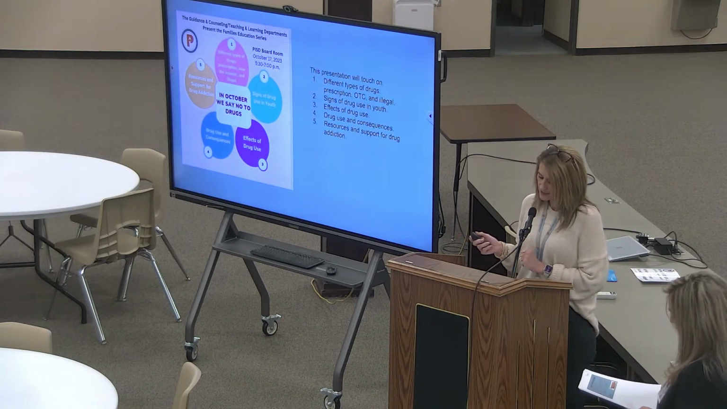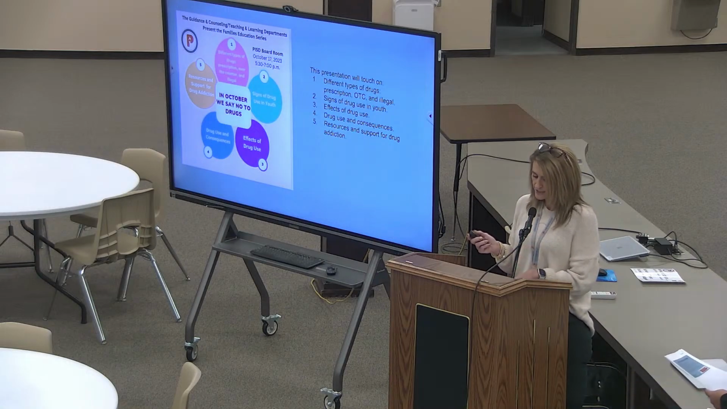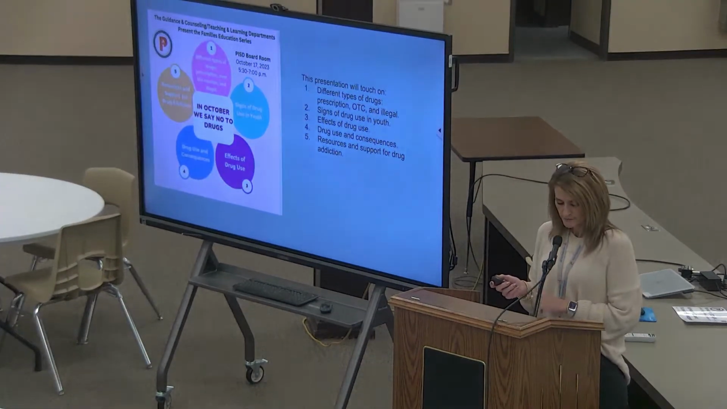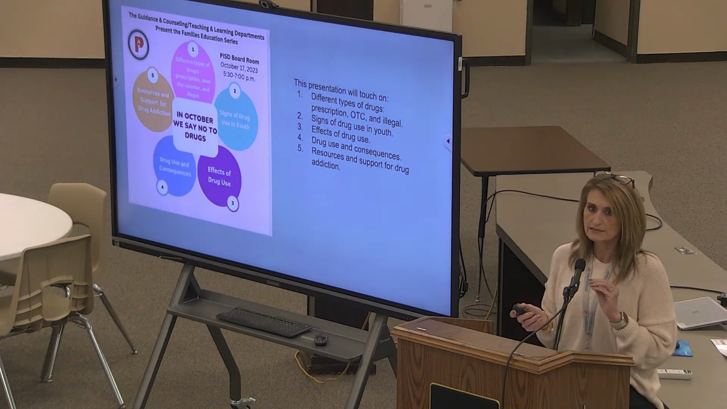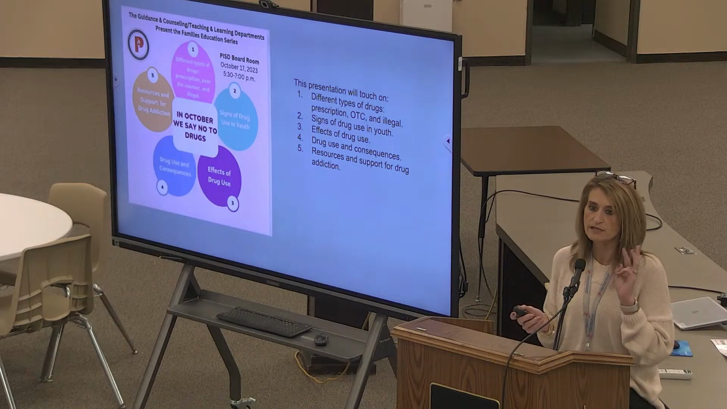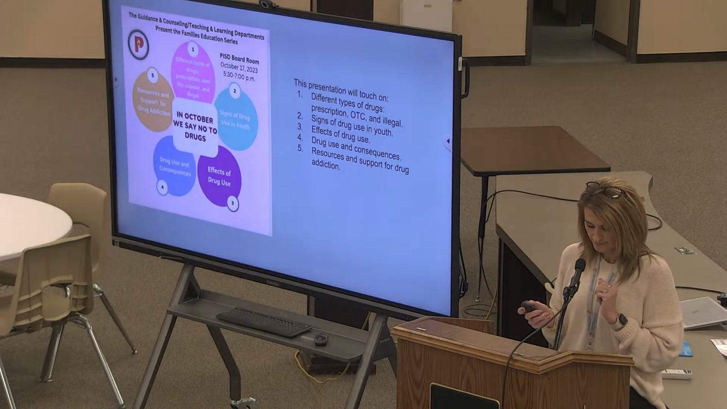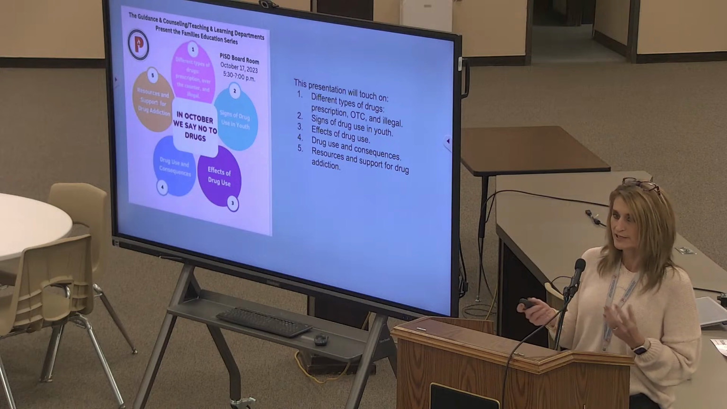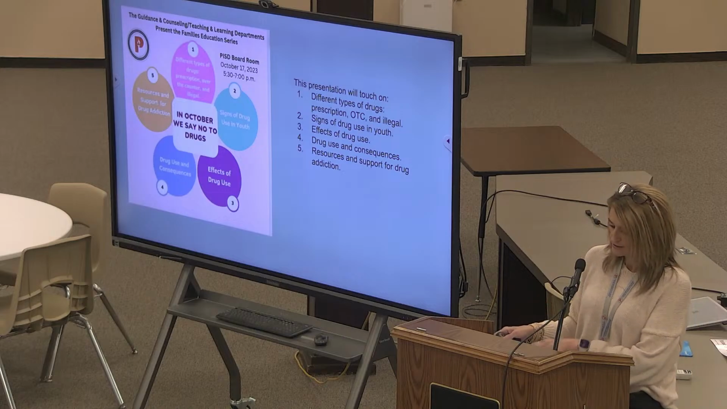What our presentation is going to cover are the different types of drugs, like prescription, OTC, or illegal drugs, signs of drug use you might see in youth, effects of the drug use and consequences, and resources and support. What we'll cover today are the biggest three that we see in the school system: alcohol, vaping, marijuana. We'll touch on some other things, but we'll cover those big three. We'll also go through some of the risk factors to watch for in youth or in family members, and some protective factors to help you with your students.